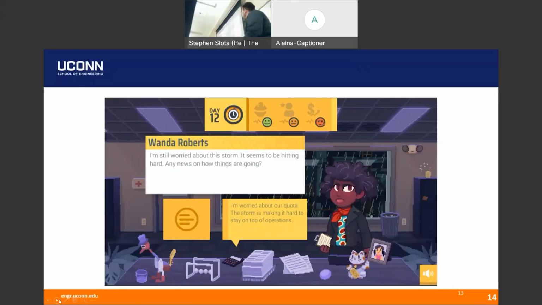And so this is what the game looks like. You see it's very 8-bit, retro looking.